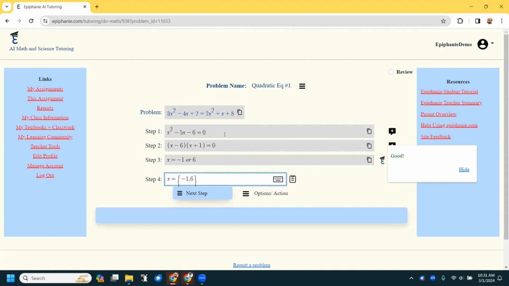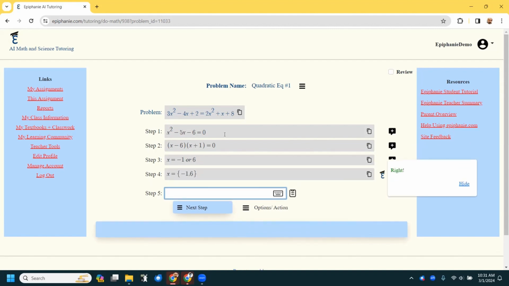It's not actually equal to the set, but this is how we choose to enter this information. This is a way of entering it as well. And you could also solve this with the quadratic equation.